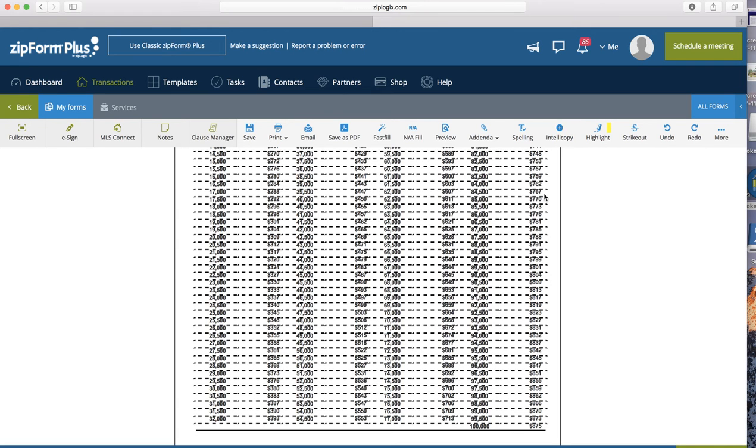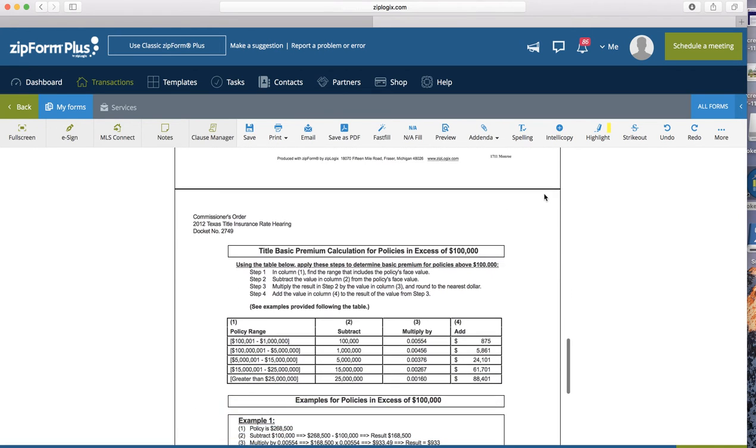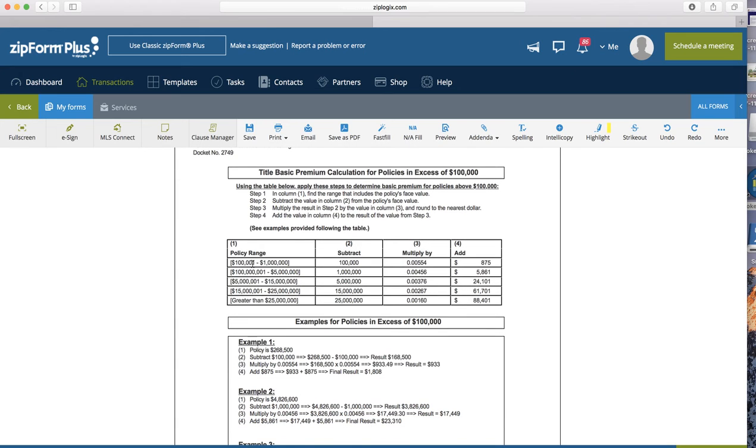Type that number in. If it's over $100,000 and less than $1 million, here is the formula. You take the price of the house, say 135. You subtract $100,000, so that's 35,000. You multiply 35,000 times 0.00554, and then you add $875, and that's the amount.